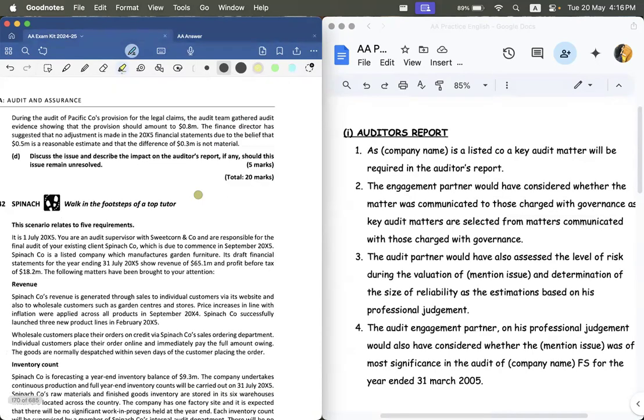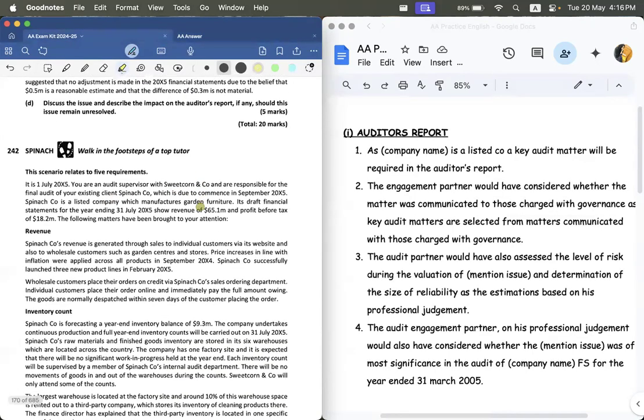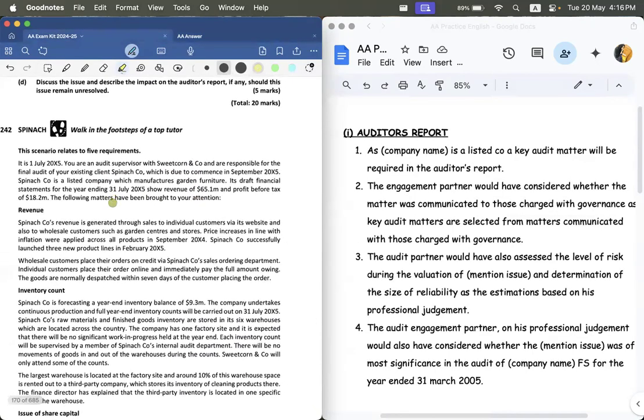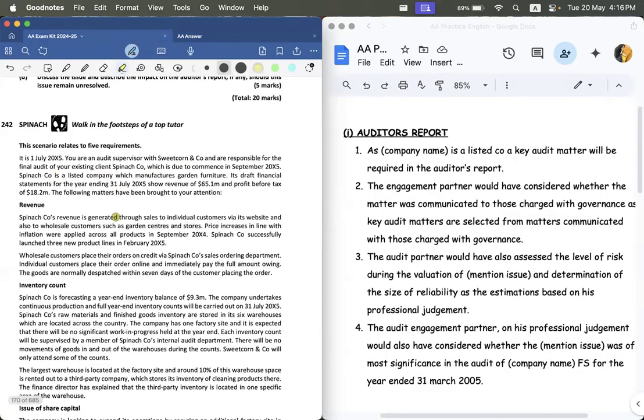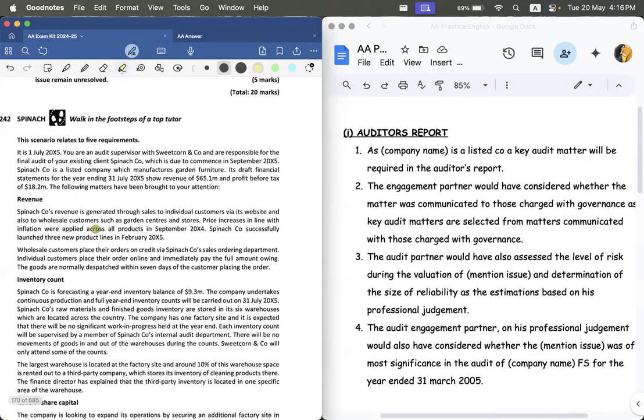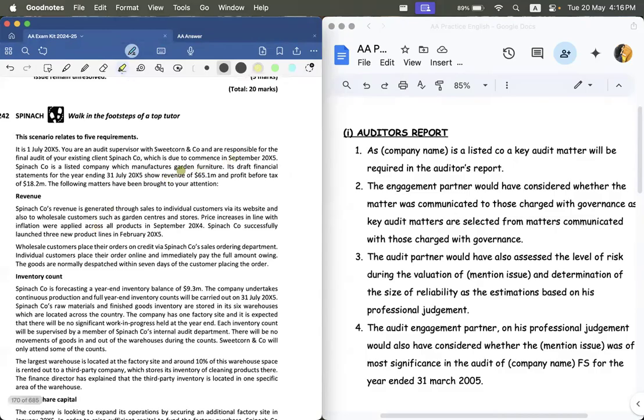Is it listed? It would be here somewhere. Yes, it is this one. Third line, top third line. Okay, listed company, right? So you're going to start with: as Spinach Company is a listed company. Now, in case of CAM, if you have read the theoretical notes, you would have read that CAM is something that is very important to listed companies. Clear?